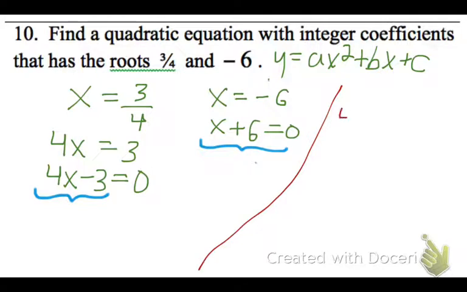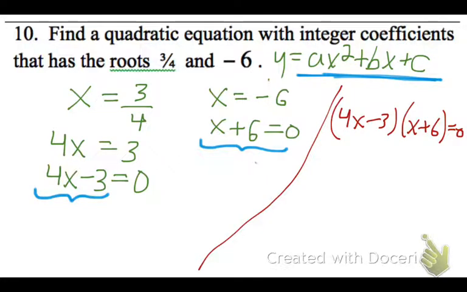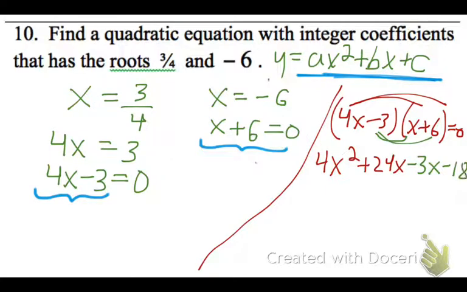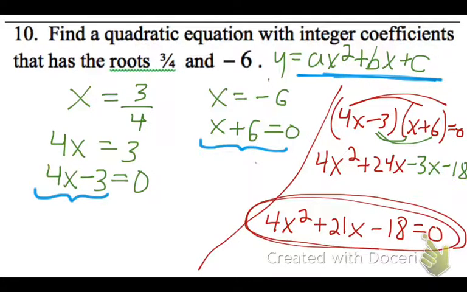So then we would have 4x minus 3 times x plus 6 equals 0. And we can multiply that out to put in the correct form that we're looking for, this form right here. So let's see, distributing, we get 4x squared plus 24x. And then distributing these guys, we get negative 3x minus 18. We still have it equals 0, but my screen ran out of space. So it looks like our answer would be 4x squared plus 21x minus 18 equals 0. That is the equation that has integers for coefficients.